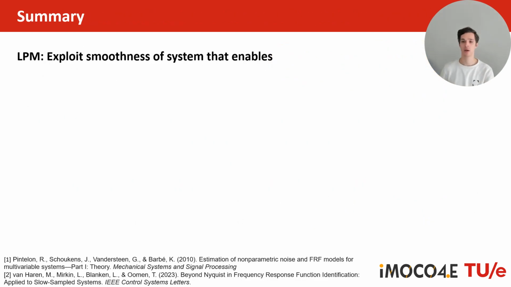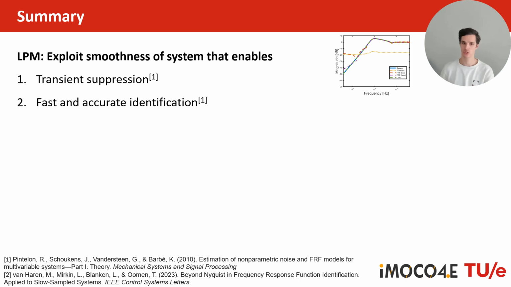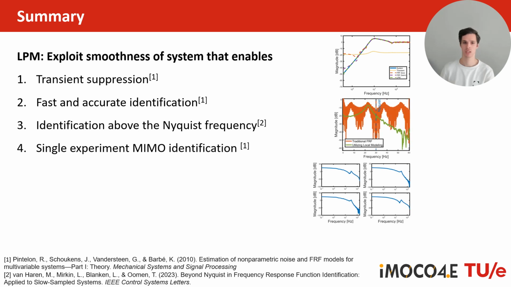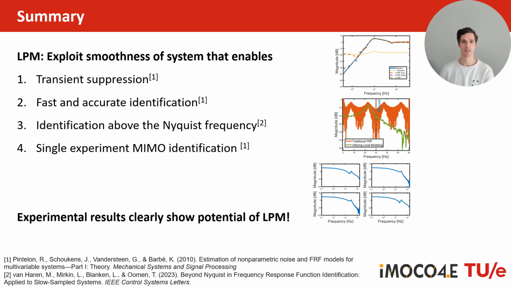Well, then I'd quickly like to summarize. With LPM, we exploit smoothness that enables transient suppression, fast and accurate identification, but also identification above the Nyquist frequency. I didn't show it in this presentation, but additionally we can also do single experiment MIMO identification. And finally, the experimental results clearly show the potential of LPM.